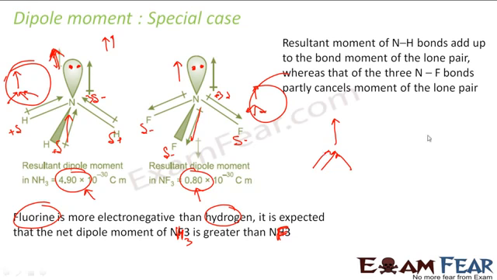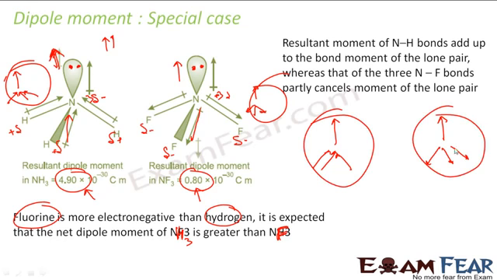Everything is adding up. In this case, my NF3 dipole is in this direction, and my lone pair dipole is in this direction. So in this case, it's subtracting. Right? In this case, everything is adding up. In this case, it is cancelling. Correct? And please note, the resultant dipole in this case is in this direction, and the resultant dipole here is in this direction. This is my resultant dipole, and this is my resultant dipole. Correct?